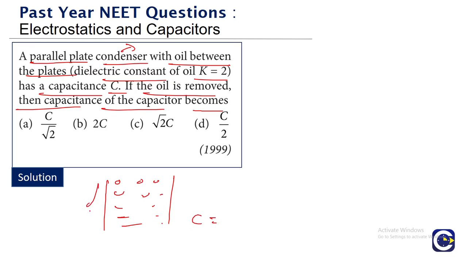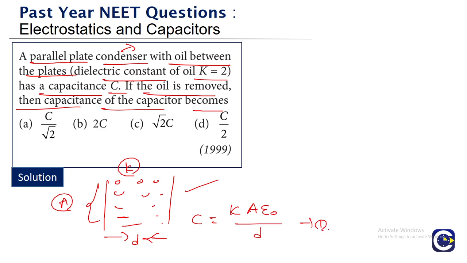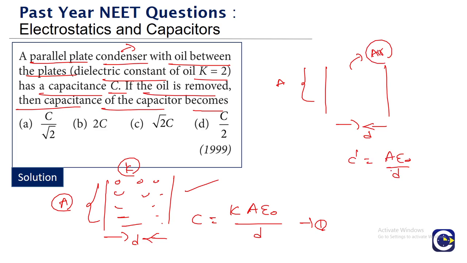What is the C value? Take the area of cross section of the plate as A and the distance between the two plates as D. They have not given us these values, but we take them so that we can write the expression for the capacitance. There is a dielectric medium K, so the capacitance is K times A into epsilon naught by D. This is our first case. Now in the second case, we have simply removed the oil, and everything else remains as it is. The medium is now simply air. So the capacitance here is A into epsilon naught by D.